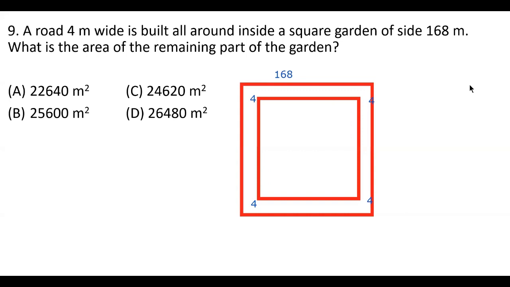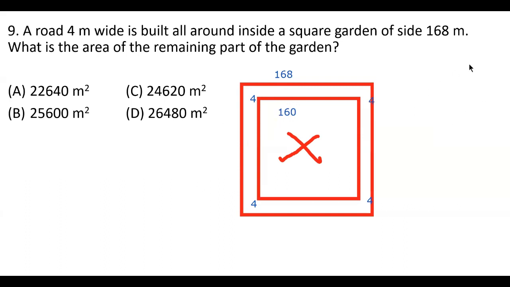So how do we find the area of the remaining part? When we talk about the remaining part, this is the figure we need to take the area of. Now we don't know the dimensions of this square, but we can easily get it. 168 is the total length. And if we subtract 4 from this side and 4 from this side, we will get 160. So that is going to be the side of our square garden inside.